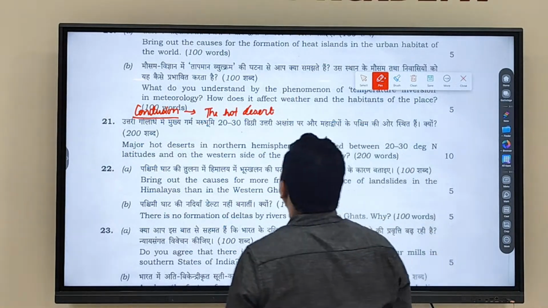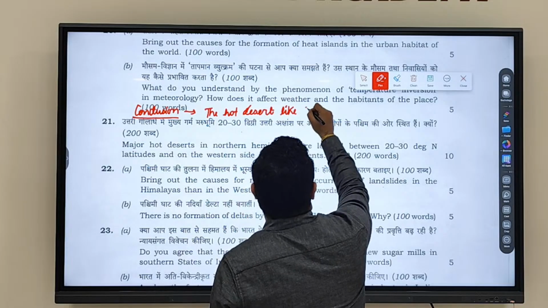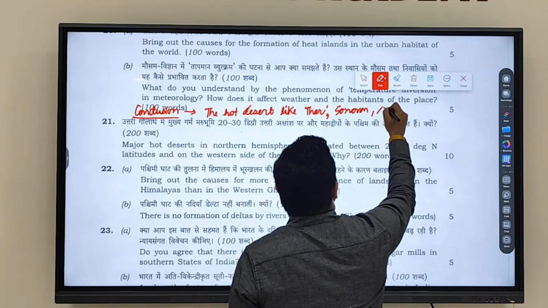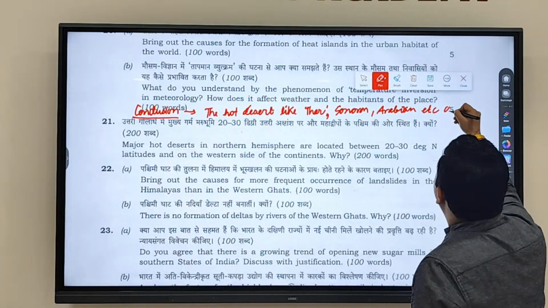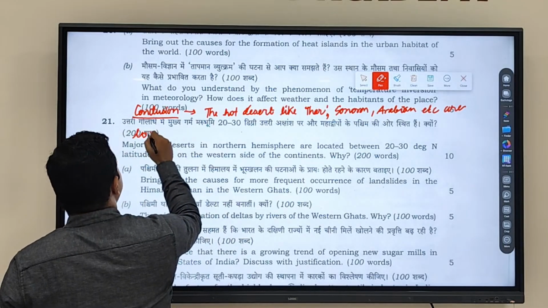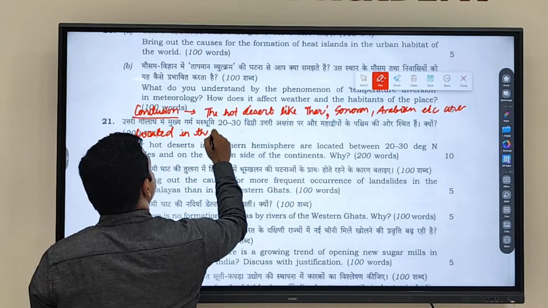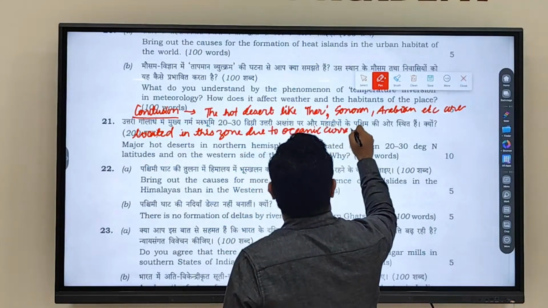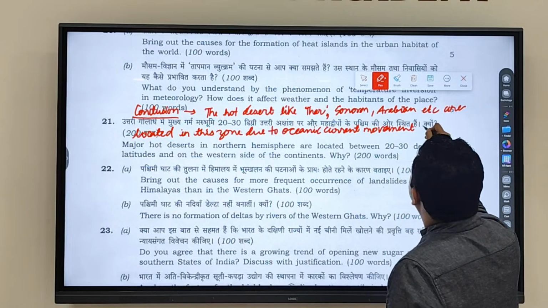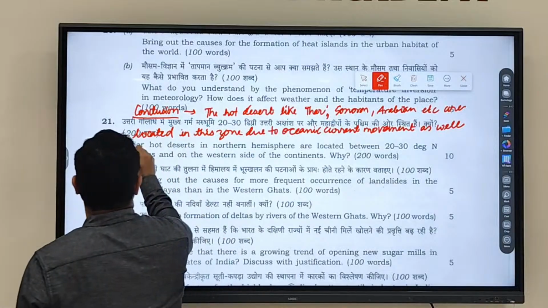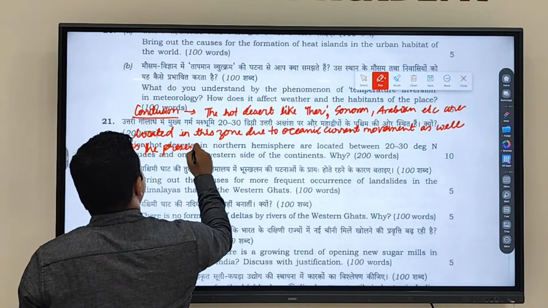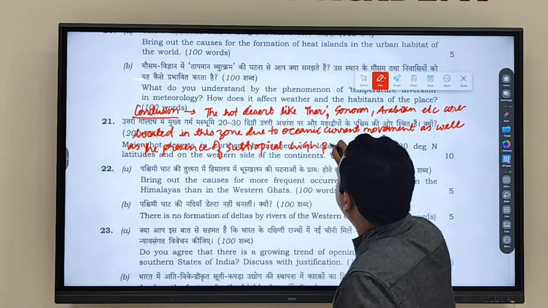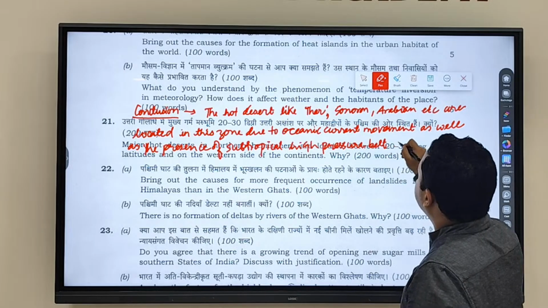So in the conclusion, you can write that the hot deserts like Thar, and you can mention Sonoran, Arabian, etc. are located in this zone due to oceanic current movement as well as the presence of the subtropical high pressure belt existing in this region.